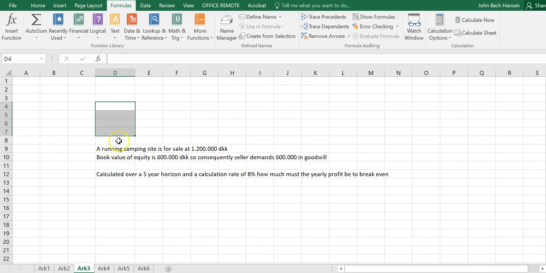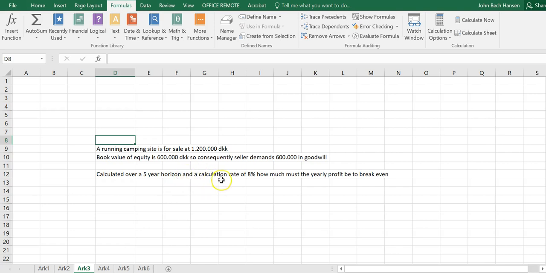In this situation, just an example, it could be anything, but in this case it's a camping site. It's for sale for 1.2 million Danish kroner. The book value of the equity is 600,000, so consequently the seller demands 600,000, the rest 600,000 in goodwill. And we want to evaluate this offer over a 5-year horizon.